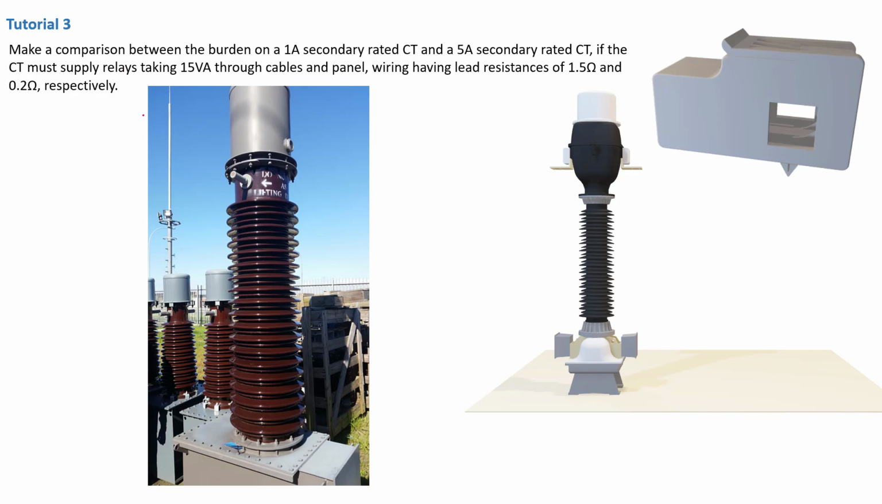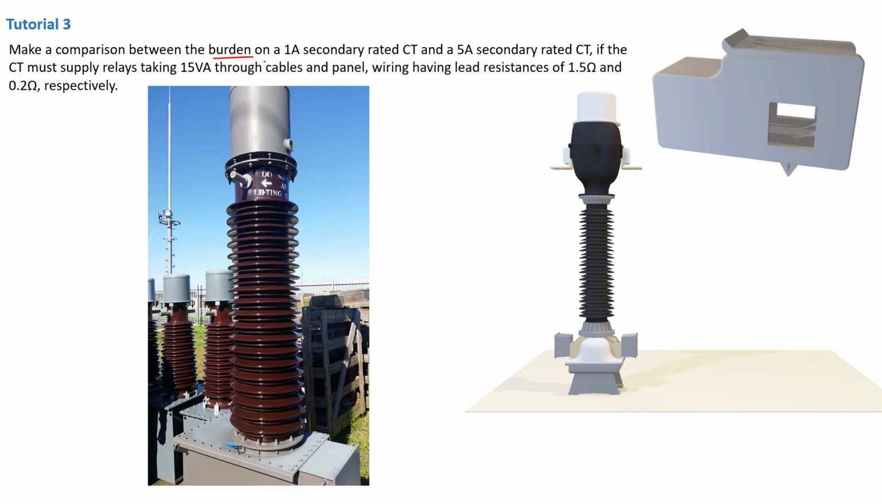So now in this tutorial, we have been asked to make a comparison between the burden. Now, what is a burden? Now, the burden is the amount of VA or volt ampere that a CT has to carry on its secondary. Now remember, the current transformer may have a rating. But now there is a burden, which means the burden on the CT must not exceed its rating.